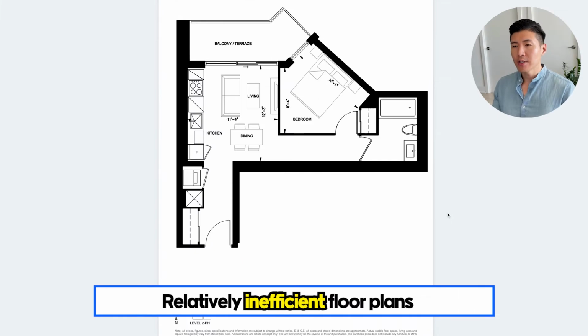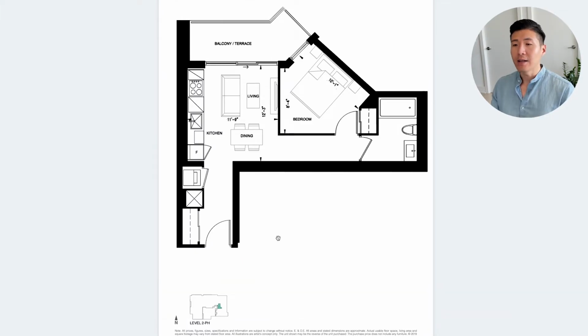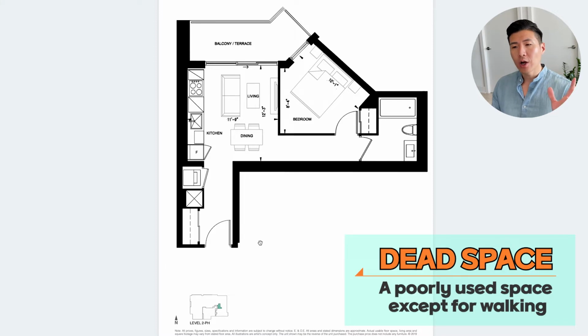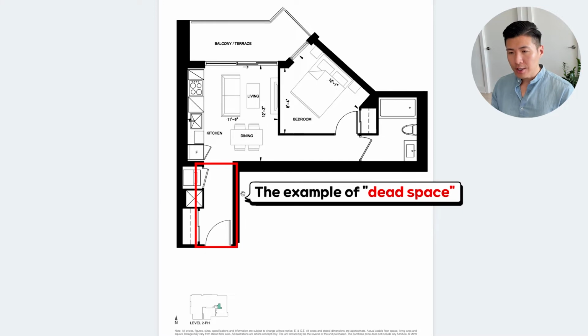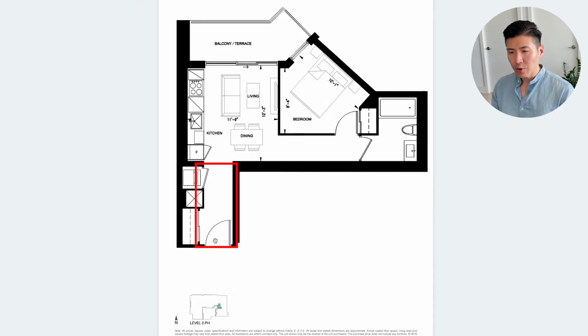I have a relatively inefficient floor plan in front of me. Let's take a look at why this is inefficient. So we talked about dead space, and dead space is a space where you are not really using unless you're walking through it. So here on the screen, this would be an example of a dead space where you walk into the unit and this space is being served as nothing but a hallway.